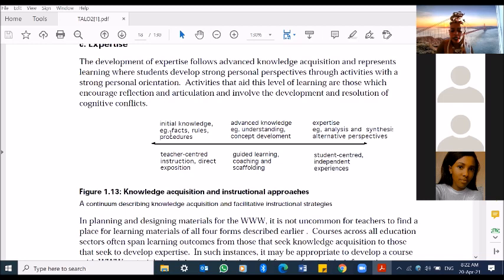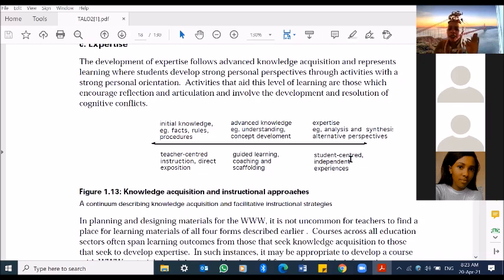So what are you going to be doing as an educator? Guided learning, coaching, scaffolding. Scaffolding is where you give support and then you withdraw the support. But then you'll have different learners in the classroom who are experts. So how are you going to cater for their needs so they do not get bored in the classroom? You give them more analysis, synthesis. You give them an alternative perspective of seeing the same problem. So then what are you going to use? Student-centered. There is more independence. You allow them to apply their experiences.